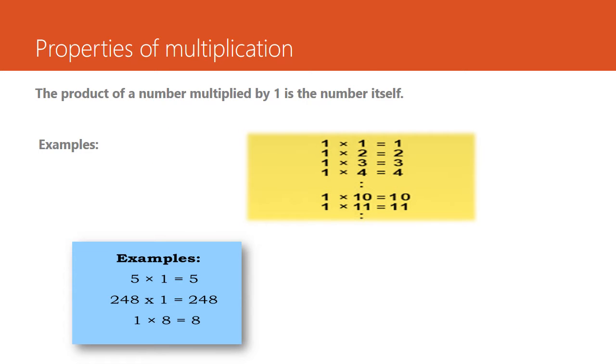Before moving to multiplication of the numbers, first let's see some properties of multiplication. The first property is that the product of a number multiplied by 1 is the number itself. If we multiply 1 with 1, the answer will be 1. If you multiply 1 with 2, the answer will be 2, and so on. You can see examples given in the pictures. The same property will be applied on big numbers also. For example, 248 times 1 equals 248, the number itself.